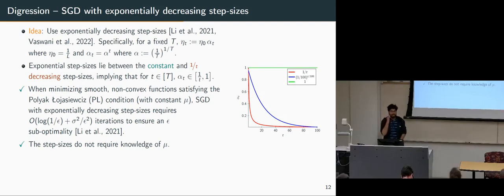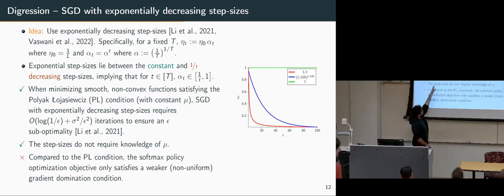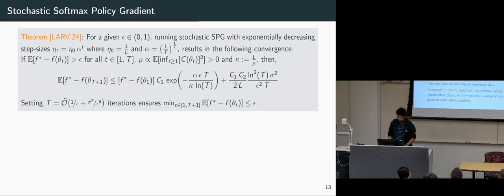Okay. So it seems that the stochastic policy gradient problem that we have can be solved by using these step sizes, up to a thing that compared to this stronger PL condition, our optimization objective is weaker, satisfies only a weaker gradient domination condition. And of course, there is this non-uniformity in terms of the C of theta that we don't know.